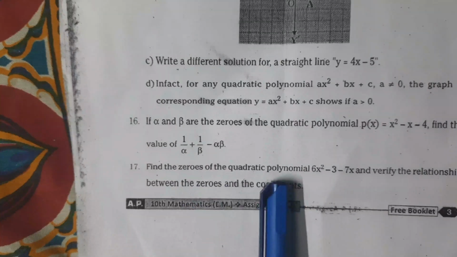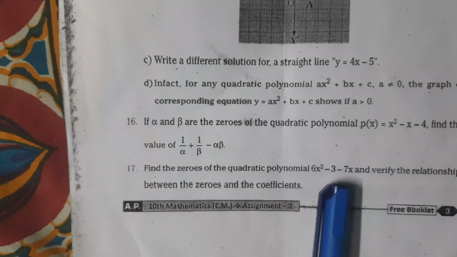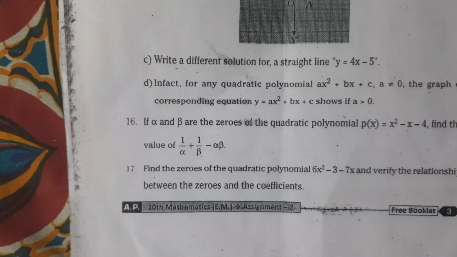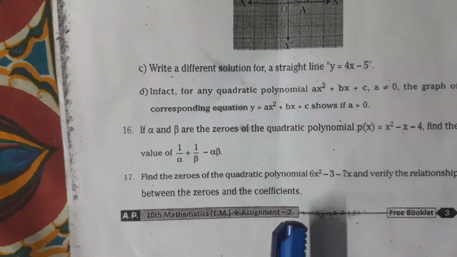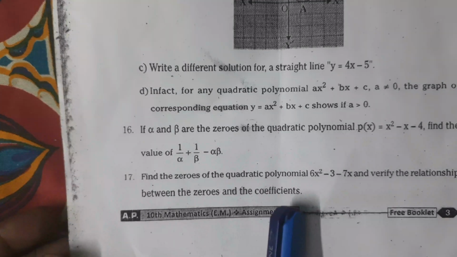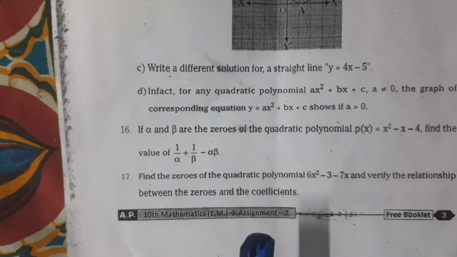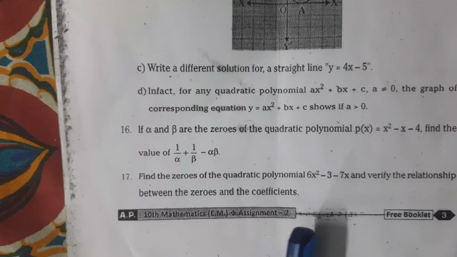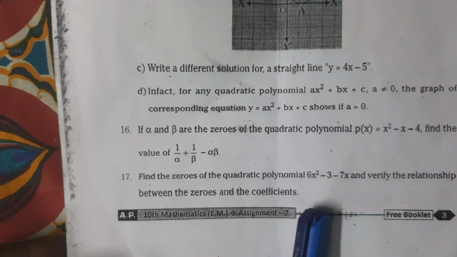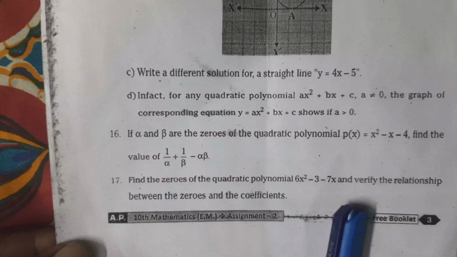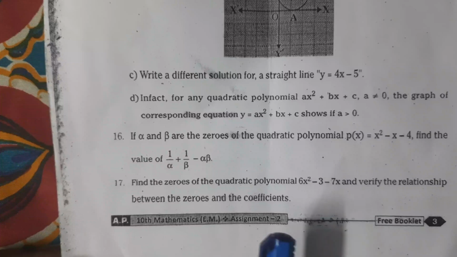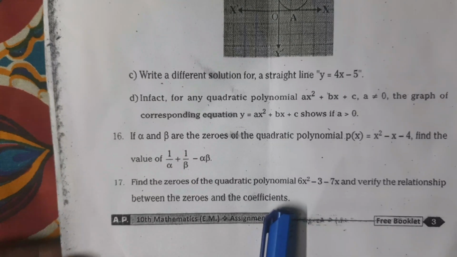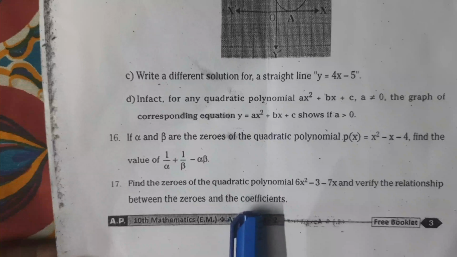17th question. Find the zeros of the quadratic polynomial 6x square minus 3 minus 7x, and verify the relationship between the zeros and coefficients. This is like the 14th sum only, 14th model, but I shall explain that also. Because I am going to explain the entire paper, it is better to practice first, and afterwards watch the solutions, so that it will be helpful for you. If you are not getting it, you can do it by watching this video. So practice the model paper first. That's why it's very important from the public exam point of view. So that's why I'm telling this.